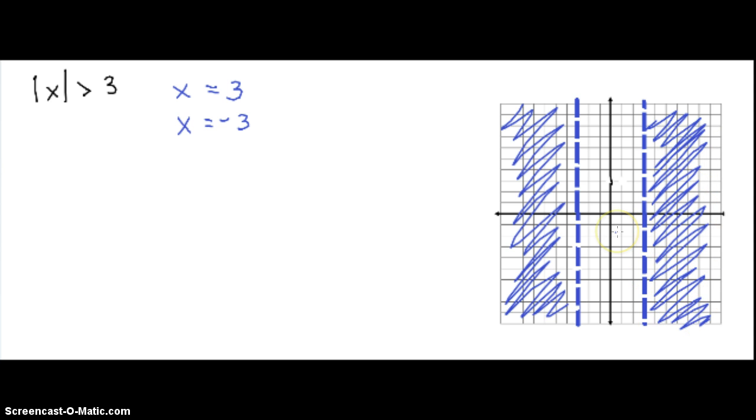Notice that those shadings never intersect, so therefore the solution ends up being on the outside of the two. That concludes our lesson on graphing systems of inequalities.